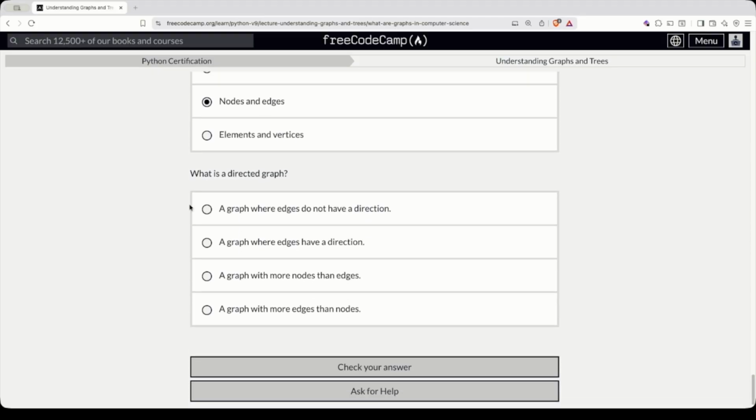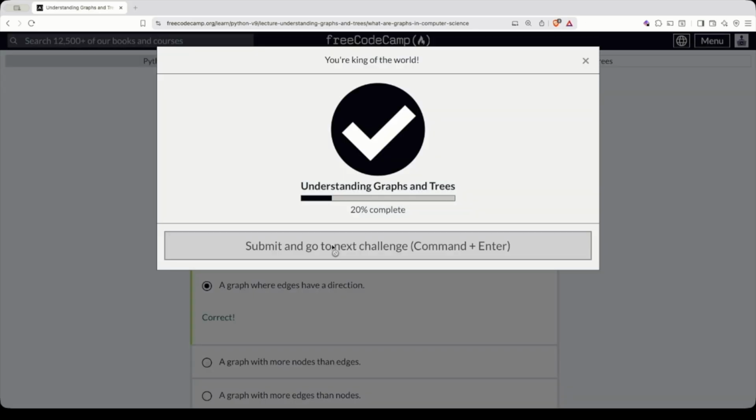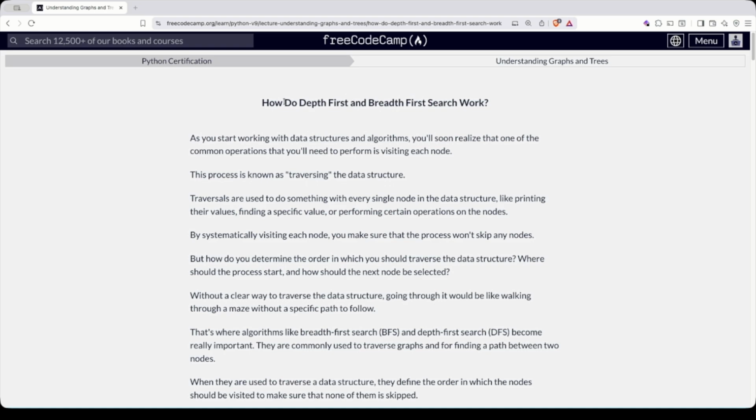What is a directed graph? A graph where the edges do not have any direction. That's not true. A graph where the edges have a direction. That's true. A graph with more nodes than edges. That's not true. And a graph with more edges than nodes. So it's 2. Let's see if we got the first one right. We did. All right.